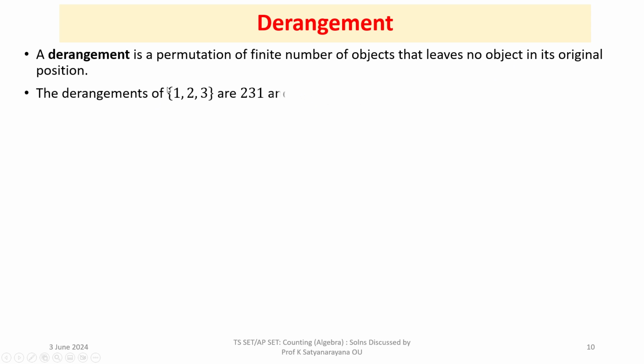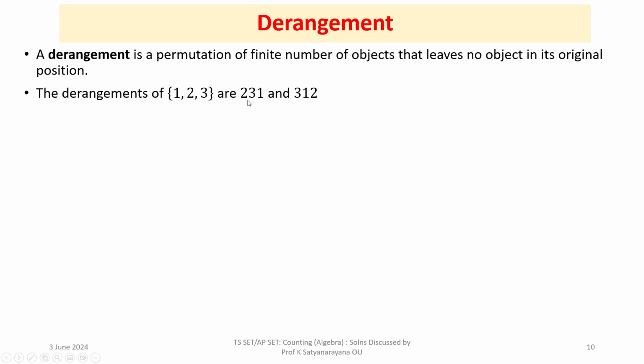The derangements of the set 1, 2, 3 are 2, 3, 1. So in the first place 2 is there, in the second place 3 is there, in the third place 1 is there. So no element is placed in its original position. So also 3, 1, 2: for 1, 3; for 2, 1; for 3, 2. No element is placed in its original position. So in the case of 3 elements, these are the only 2 derangements.